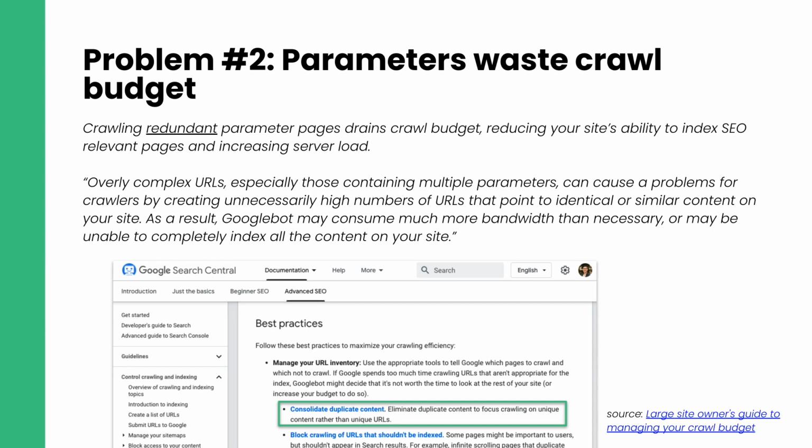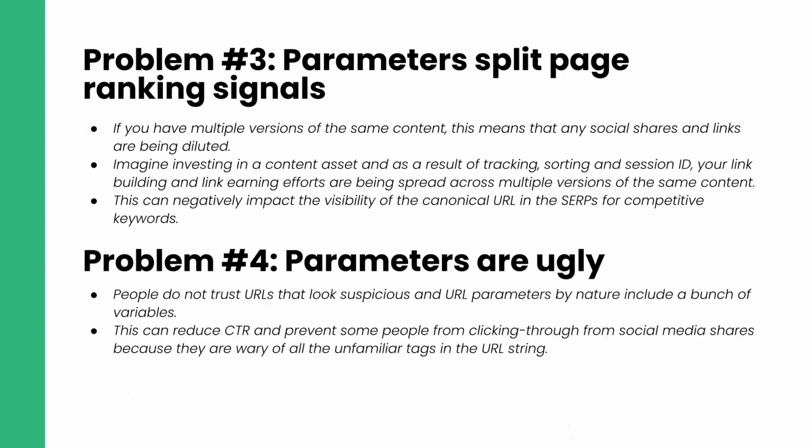And at the bottom of the screen, this is a screenshot of the newly rebranded Google Webmaster. Now it's called Google Search Console, and here, the best practice when it comes to duplicate content and URL parameters is to consolidate your duplicate content. Well, their recommendation is to eliminate it.